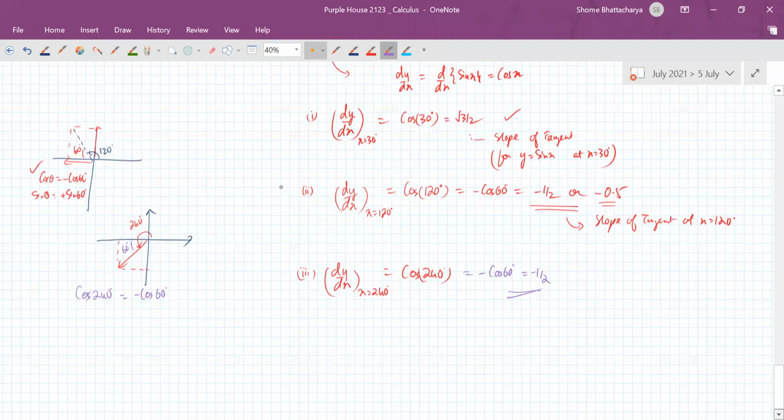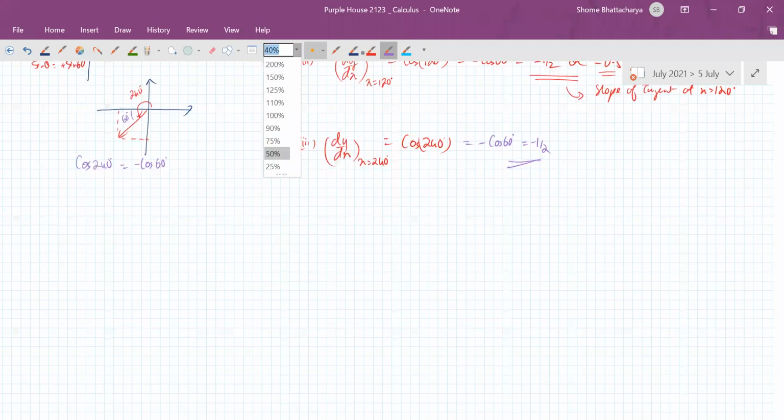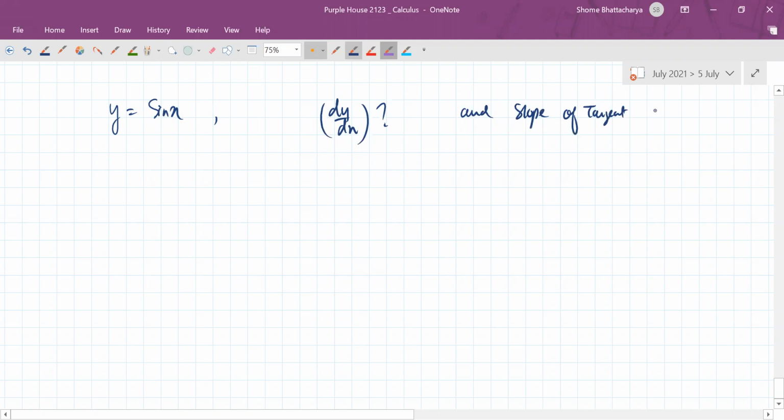Now the slope of tangents, we have got the values, but what do they actually mean? Let's try to understand that. What we had started with was the graph of the function y equals sine x. This was our original function. Then we were looking at the slope of the tangent, dy by dx, that is the value of dy by dx at all these points, 30, 120, 240, etc. Okay. So let's visualize what this means geometrically.